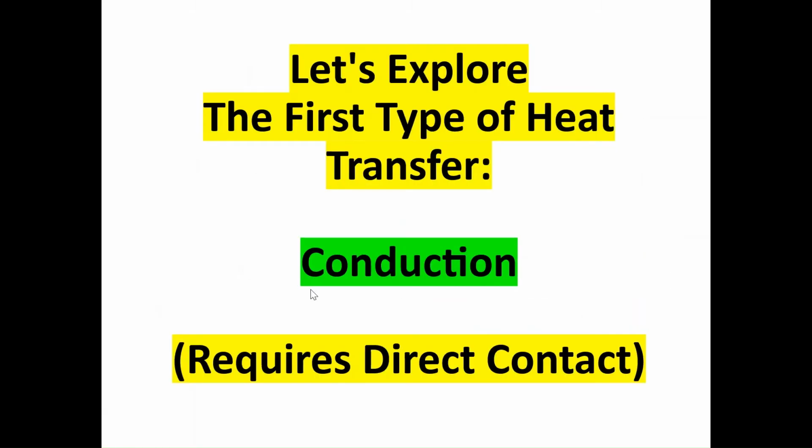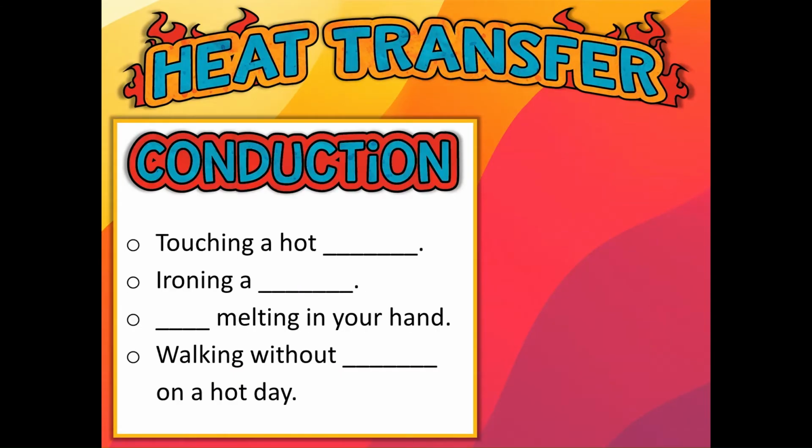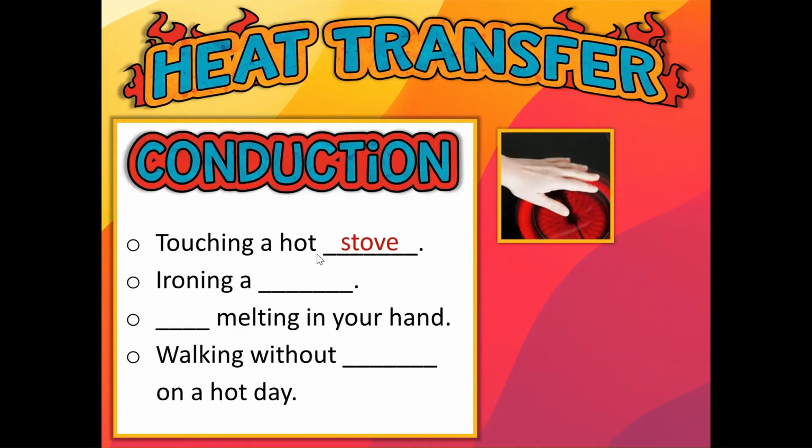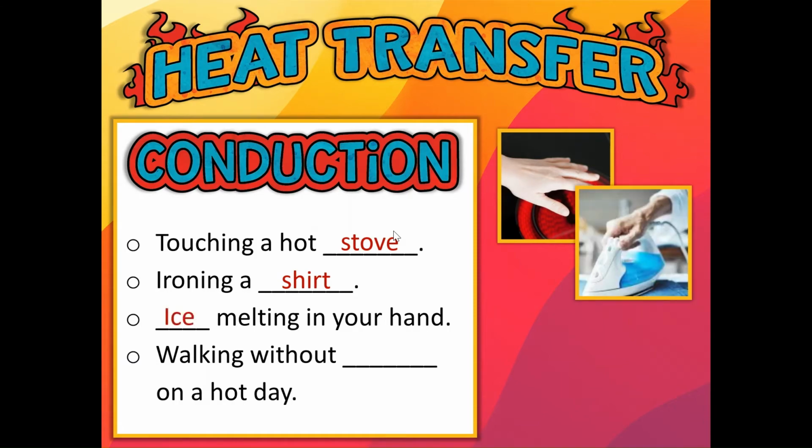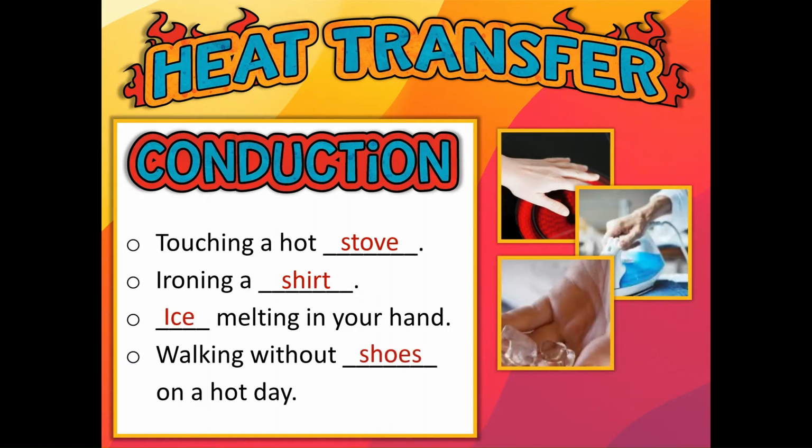So, again, conduction requires direct contact. You're making direct contact from one thing to another, and that usually requires contact with solids. So, here are a couple of examples: touching a hot stove, ironing a shirt, ice melting in your hand, or walking outside without shoes on a really hot day.